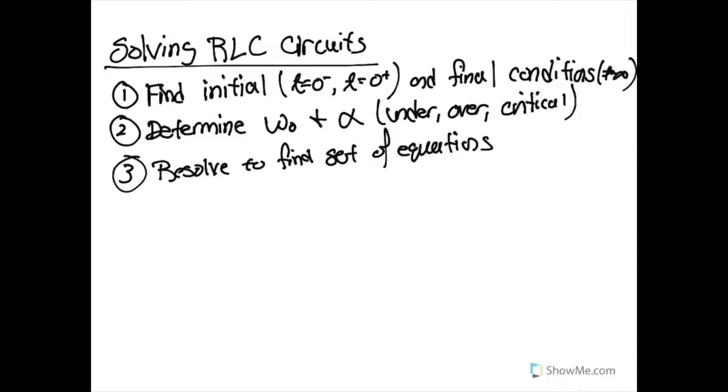Solving RLC circuits is very similar to solving first-order circuits in the sense that we find initial and final conditions, but there are additional steps to determine whether a circuit is over, under, or critically damped by examining the resonant frequency and the damping coefficient. These circuits follow a similar pattern, but they are much longer to solve and need many more parameters.